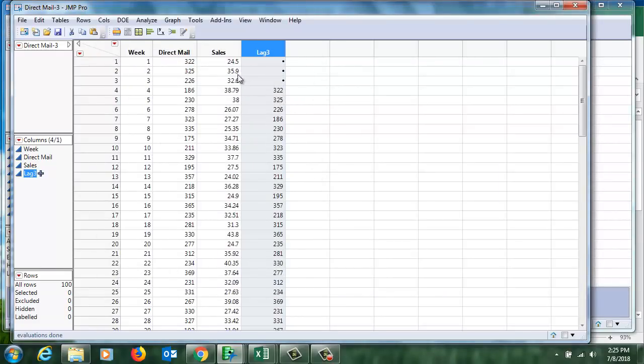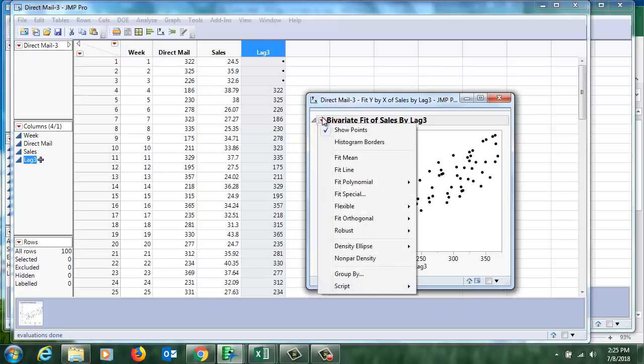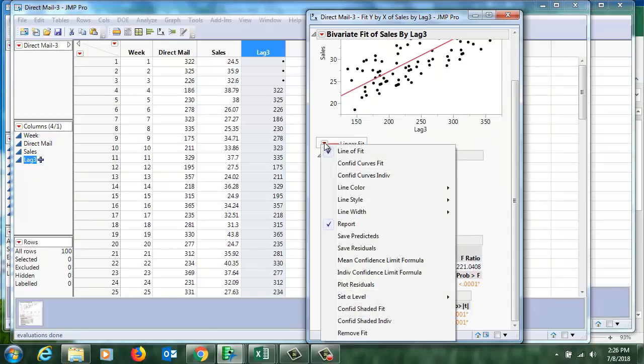And this is what happens. Now we will use lag 3 of the data as estimator of sales. In regression analysis, under Fit Y by X, lag 3 is the factor and sales is the response. Fit the line, and we get a significant model. The p-value for testing the slope and intercept, these are both showing significance. R-square is close to 70%. From the linear fit dropdown, we can save predicteds.